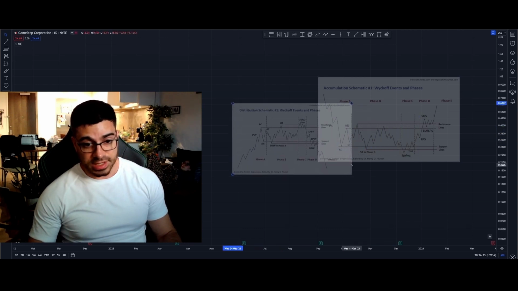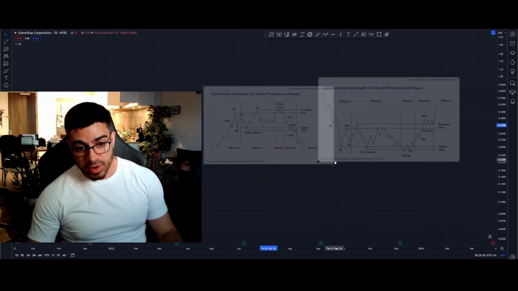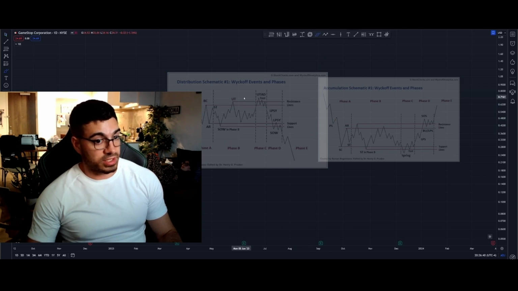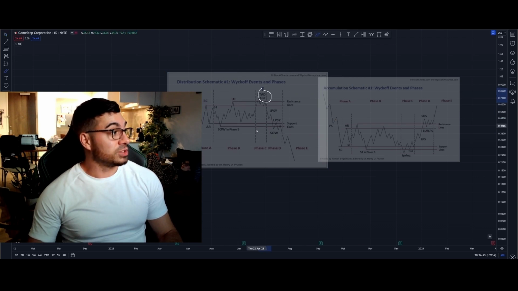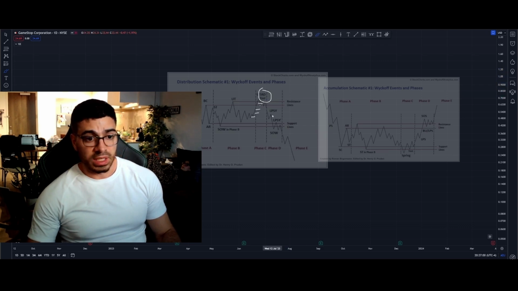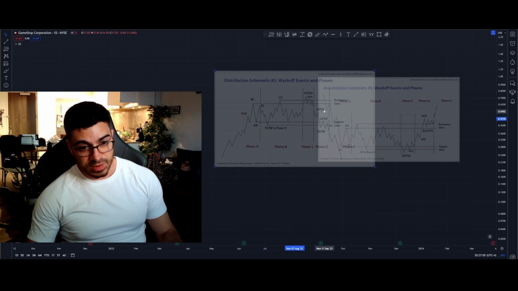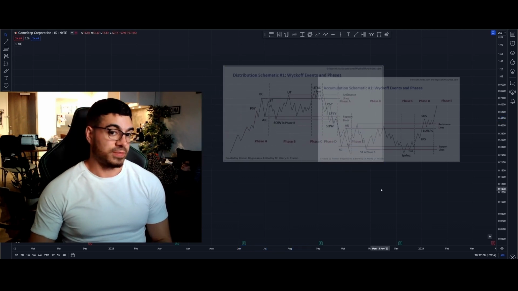So I'm going to give you guys a live example, but just remember when you're distributing in phase E, right? When you get to your UTAD test, you get your blow off top. Institutions are done exiting their positions because they were exiting all the way down here, right? They bait retail. That's your exit liquidity. So institutions can get out all the way up, and then the thing falls off a cliff while retail is waiting for it to continue higher, right? That's how the game works. So when you distribute, you're distributing into phase A of accumulation.